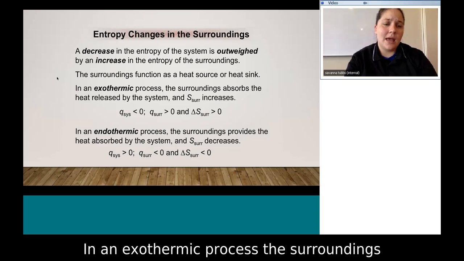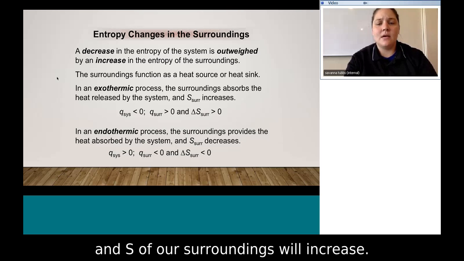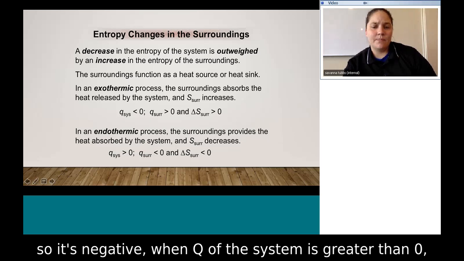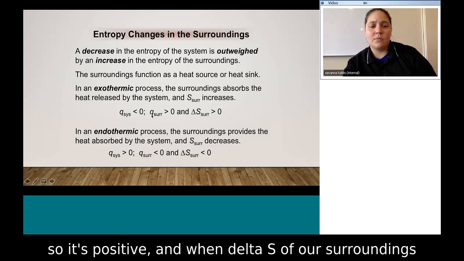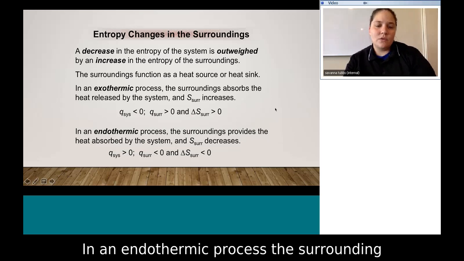In an exothermic process, the surroundings absorb the heat released by the system, and S of our surroundings will increase. So when Q of the system is less than 0, so it's negative, Q of our surroundings is greater than 0, so it's positive, and delta S of our surroundings is greater than 0. It is an exothermic process.